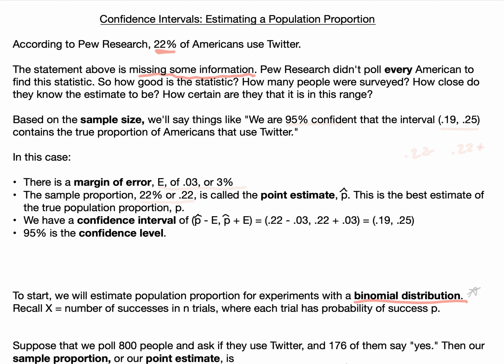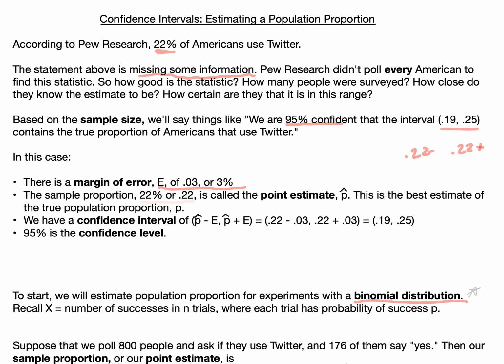So if you read the specifics of a study or an experiment, instead of just seeing that 22%, you'll see something like this, a 95% confidence interval, such as that. And so we might say things like, based on the sample size, we are 95% confident that the interval from 0.19 to 0.25 contains the true proportion of Americans that use Twitter. And so that confidence interval is 0.22 plus a margin of error and 0.22 minus a margin of error. The margin of error in this case would be 3% or 0.03.